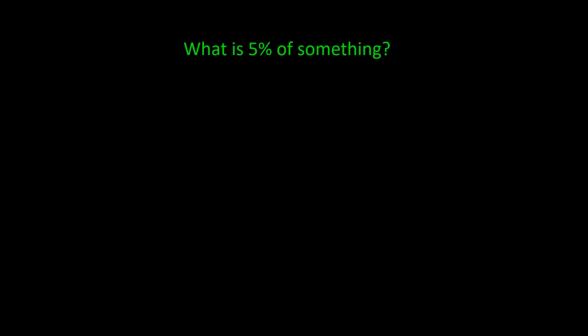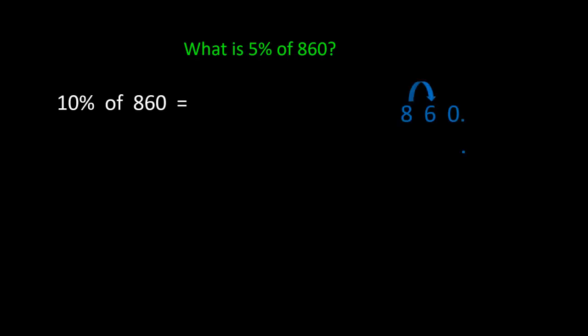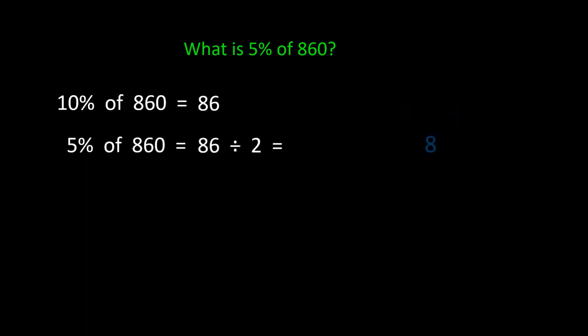So let's have a look at the next one. What about 5% of something? Well, the easiest way of finding 5% is to find 10% first and then find half of that. So what is 5% of 860? Let's get 10% first. Move all the numbers one place to the right. Now that's going to give us 86. But we don't want 10%, we want 5%. So we're going to divide 86 by 2, which will give us, and there's a little bus stop to help us, 43. So 5%, find 10%, and then half of that.